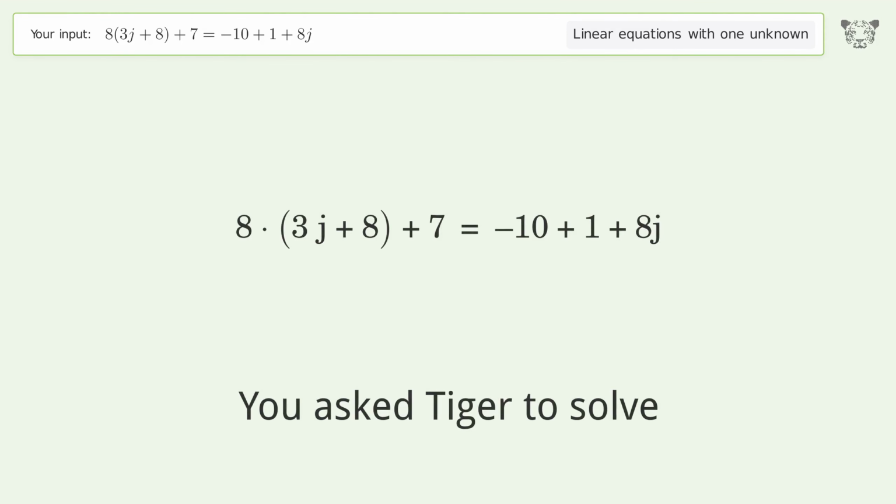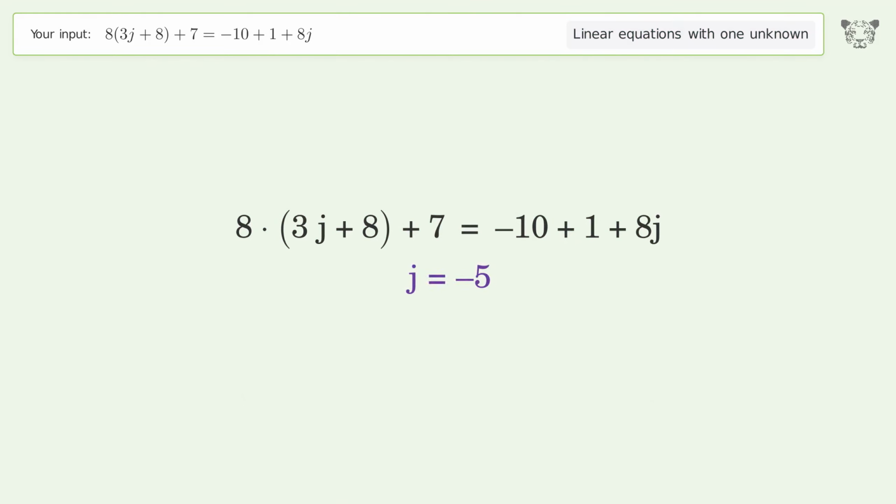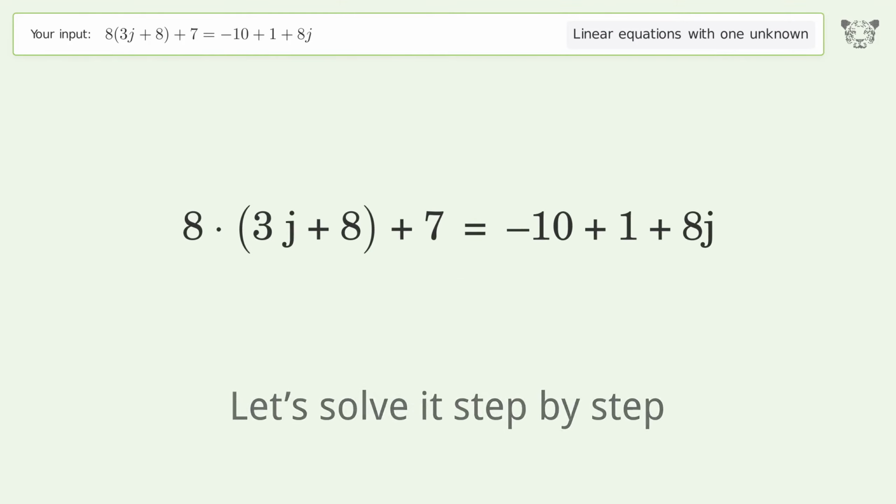You ask Tiger to solve. This deals with linear equations with one unknown. The final result is j equals -5. Let's solve it step by step.